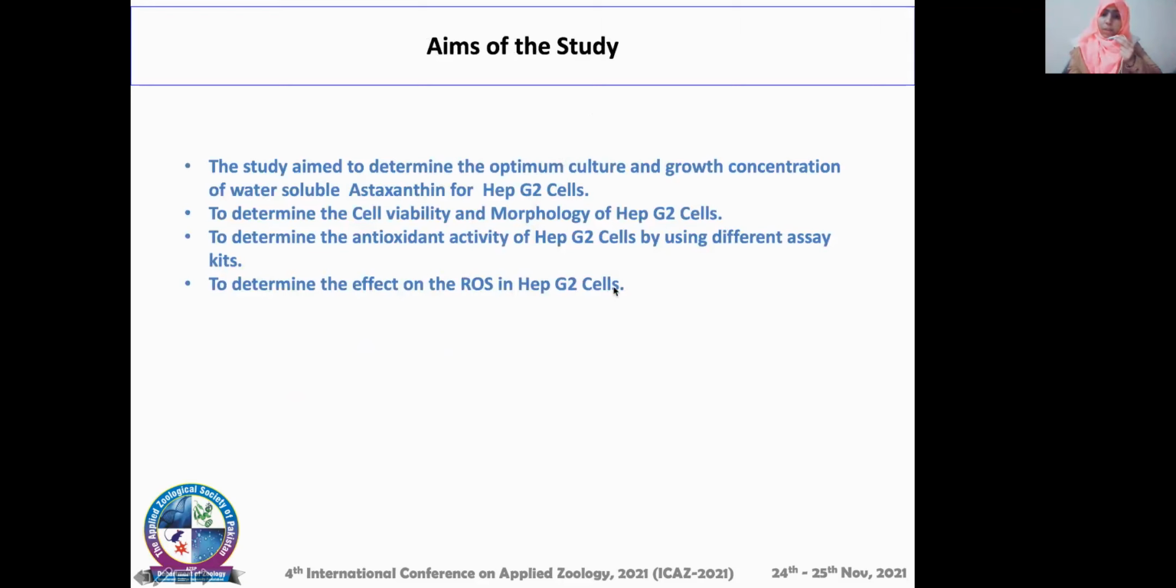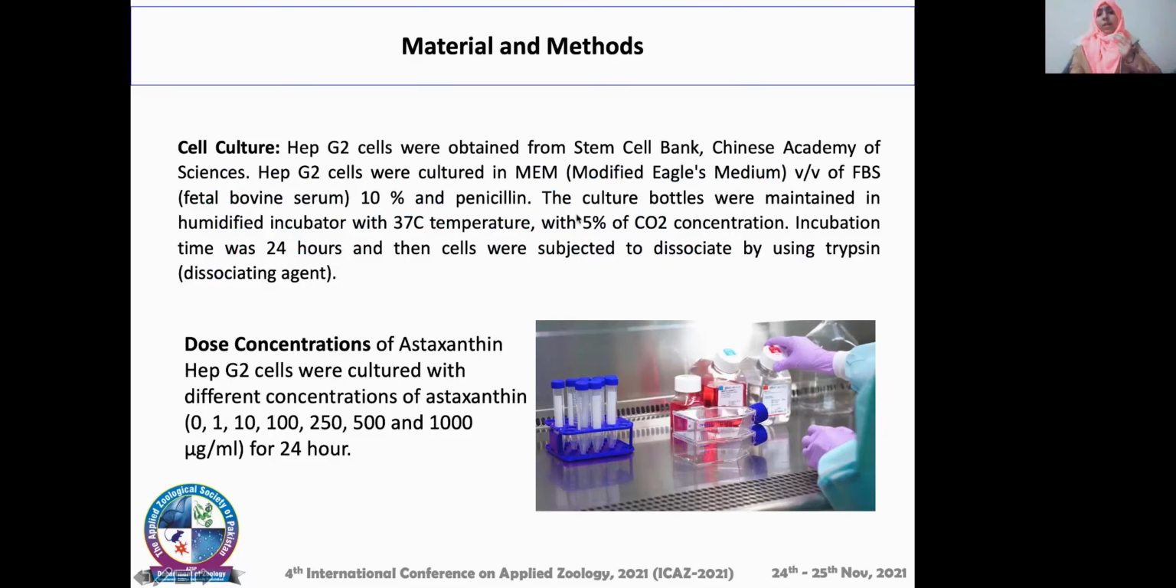So next, what are the aims of this study? The study aimed to determine the optimum culture and growth concentration of water soluble astaxanthin for HepG2 cells, and to determine the cell viability and morphology of HepG2 cells, to determine the antioxidant activity of HepG2 cells by using different assay kits, and to determine the effect of water soluble astaxanthin on the reactive oxygen species in the HepG2 cells.